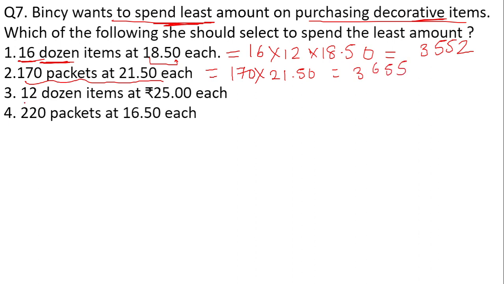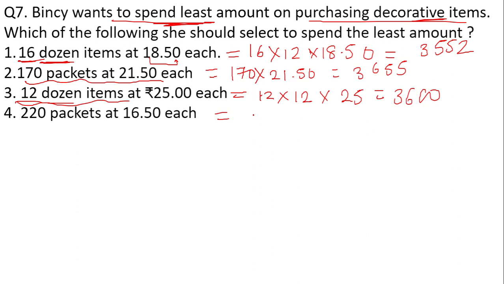Okay. 12 dozens of items. Now they are talking about 12 dozens. So in 1 dozen how many items are there? In 1 dozen 12 items are there. So in 12 dozens how many items will be there? 12 into 12 items. 1 dozen consists of 12 items. 12 dozen will consist of 12 into 12 items into 25. This will give me 3600.